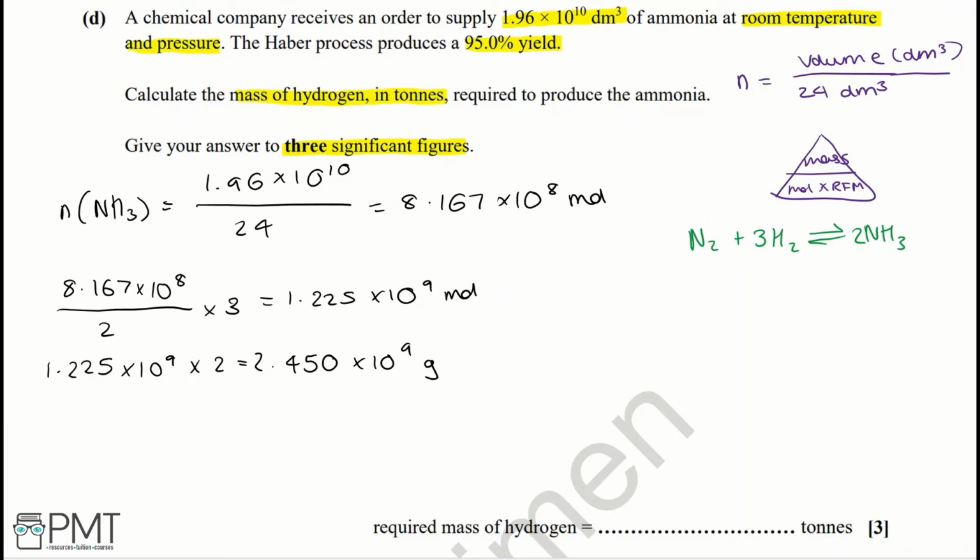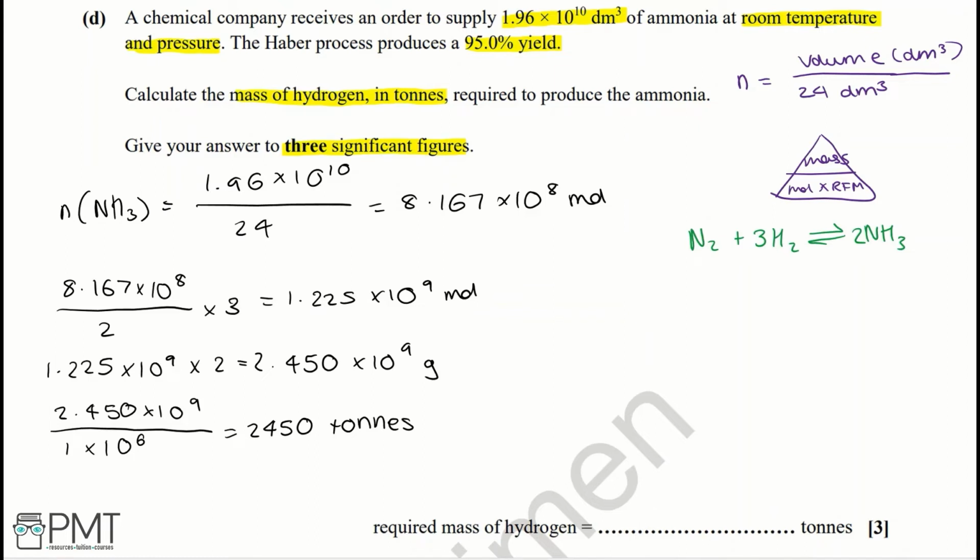But we're asked for mass in tons, so we need to do 2.450 times 10 to the 9 divided by 1 times 10 to the 6, which is tons in grams. So that equals 2,450 tons of H2.